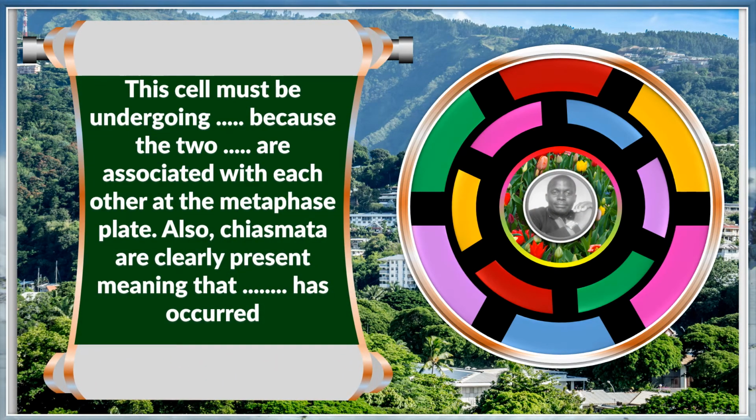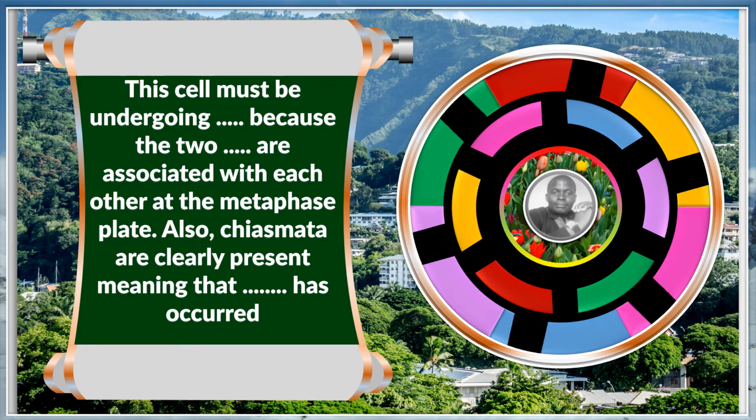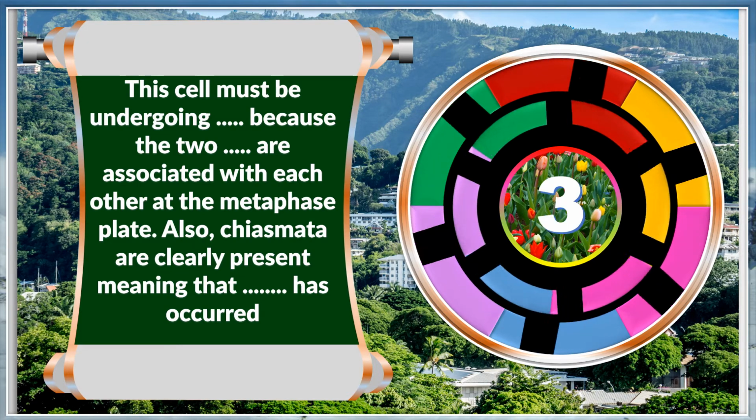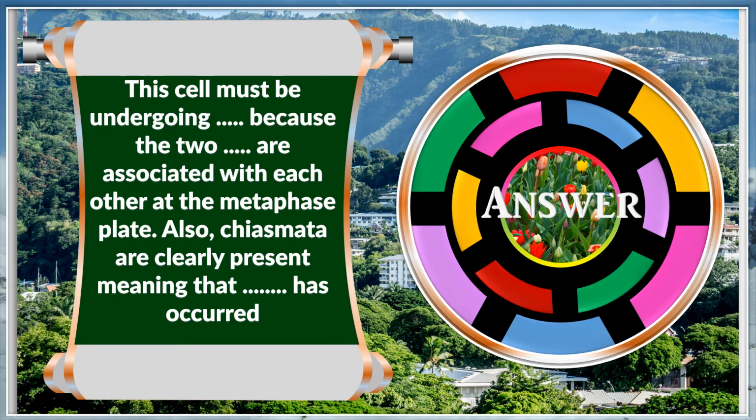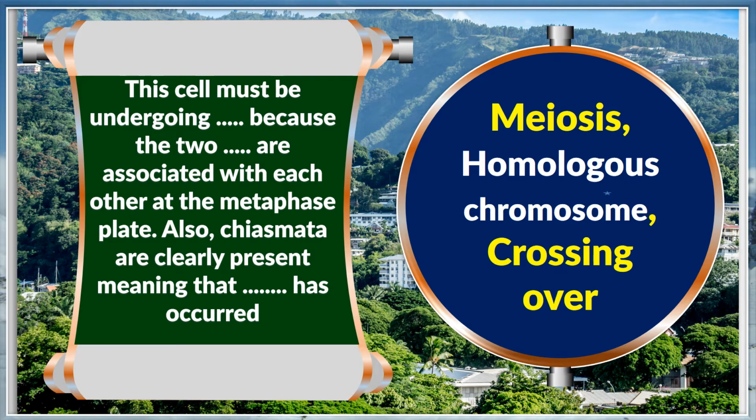This cell must be undergoing dash because the two dash are associated with each other at the metaphase plate. Also, chiasmata are clearly present, meaning that dash has occurred. Meiosis, homologous chromosomes, and crossing over.